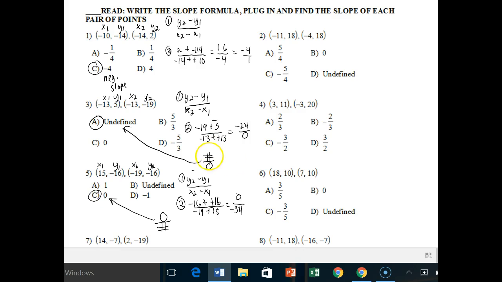So there's a big difference. Number over 0 is undefined. 0 over a number is 0.